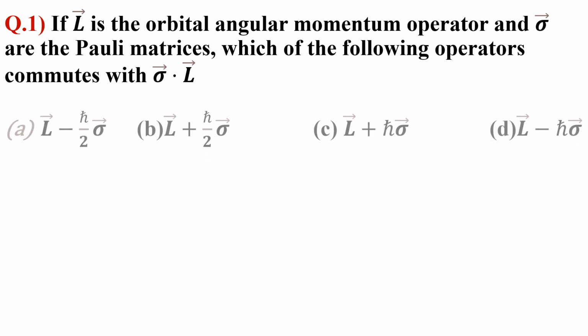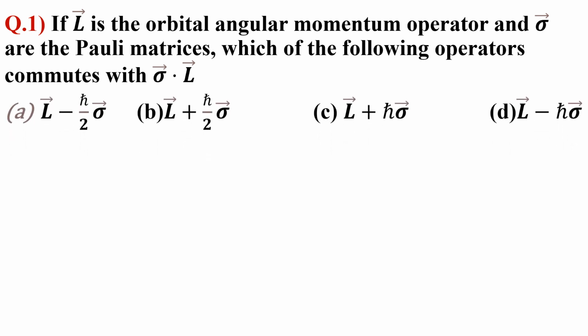Option A, L vector minus h cross by 2 sigma vector. Option B, L vector plus h cross by 2 sigma vector. Option C, L vector plus h cross sigma vector. Option D, L vector minus h cross sigma vector.